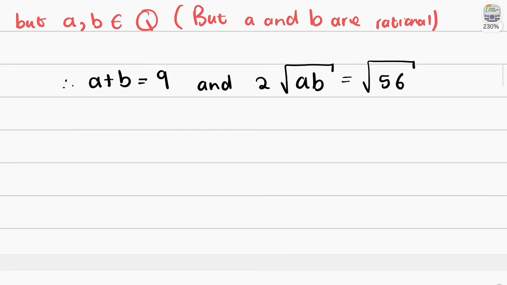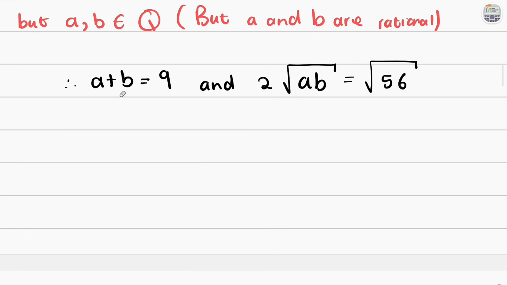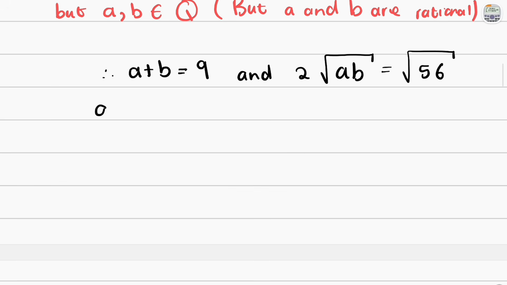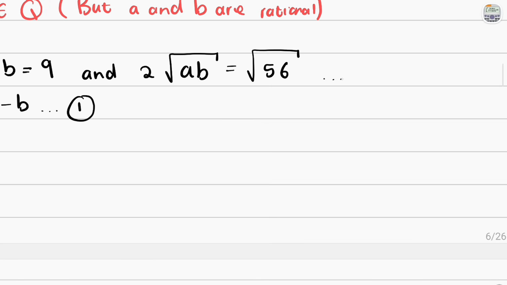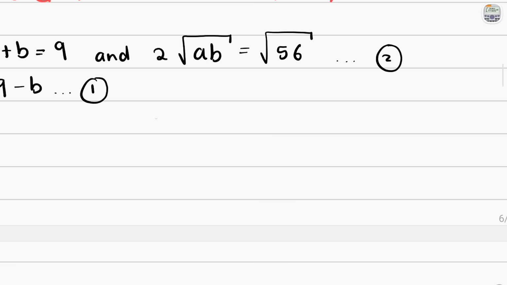In this equation, you can see how this is the linear one. So we're just going to make A the subject. A is equal to 9 minus B, and I'll call that equation 1. Then this is equation 2. So we're going to substitute equation 1 into equation 2.